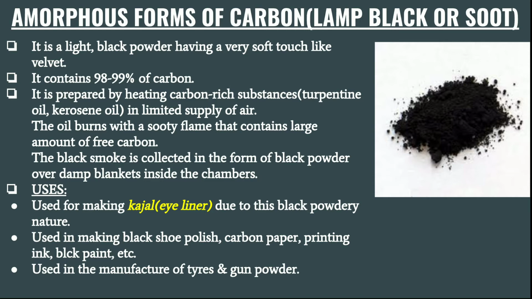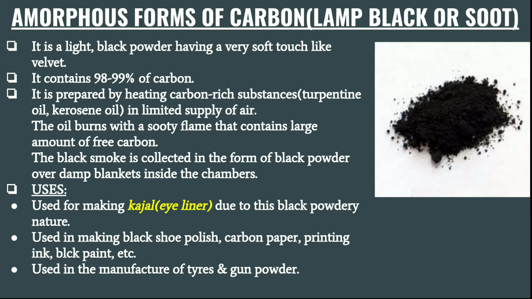We burn a carbon-rich substance, that is any oil. It may be mustard oil, turpentine oil or kerosene oil. When the oil is burning, it produces a sooty flame that contains a large amount of free carbon. That black smoke which is coming out is collected in the form of a black powder over damp blankets inside the chambers, and that is how lamp black or soot is collected. Now, what are the uses?